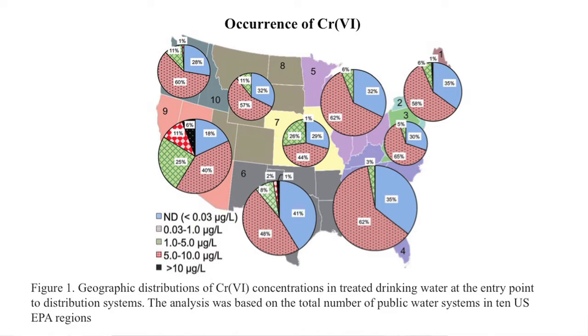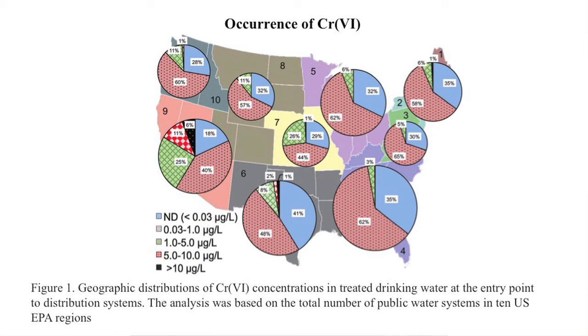So this figure shows the kind of statistical distribution of chromium-6 level in treated drinking water across the US. The analysis has been done on the basis of the total number of public water systems, and we can see the whole nation are divided into 10 regions, and we can see in most of the regions the chromium level in treated drinking water is less than 1 microgram per liter. But in region 6 and 9, they have the highest percentage of chromium-6 level greater than 10 microgram per liter.